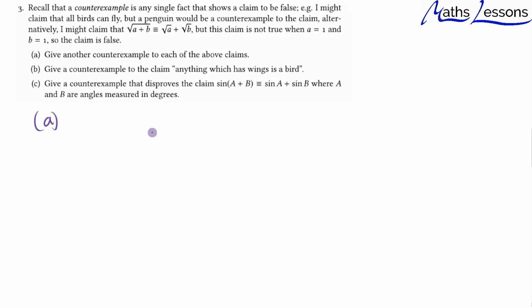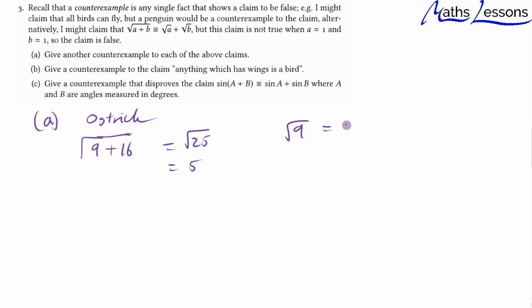So penguin is one for the birds, we could have an ostrich as the other one. And then for the root a plus b, we can pick anything we like. I'm going to go for 9 and 16 because I like those numbers, because 9 square roots and so does 16 and so does the sum. So 9 plus 16 is 25, the square root of that is equal to 5, and we've got the square root of 9 equals 3. Actually, I'm just going to rub that out.